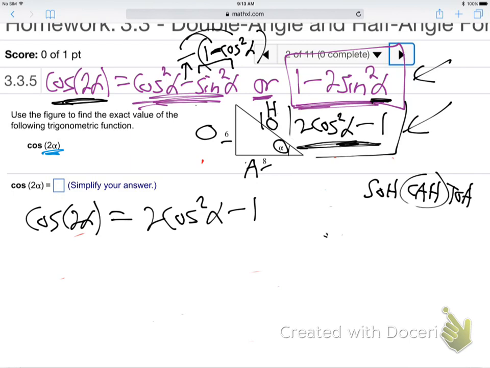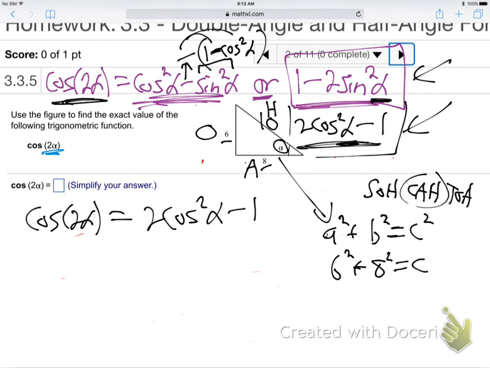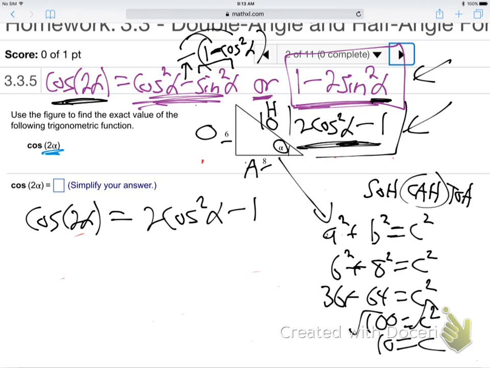So over here, the triangle. A squared plus b squared is c squared. So 6 squared plus 8 squared is c squared. We're looking for the c, which we know is 10, really. 36 plus 64 is c squared. 100 is c squared. Root it. There it is. Sure enough, c is 10, like we knew. So it's 10. All right.